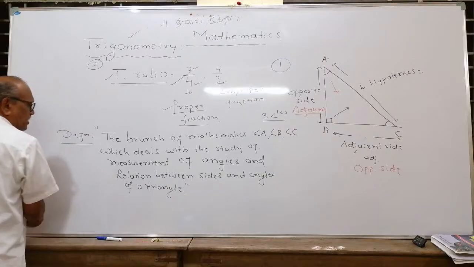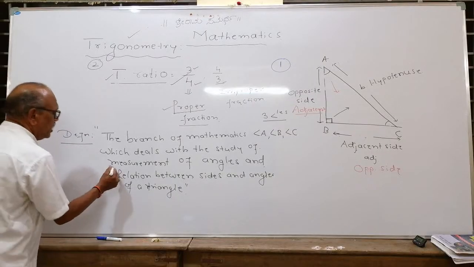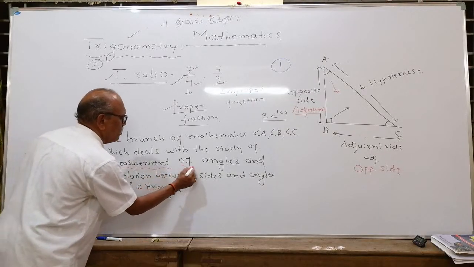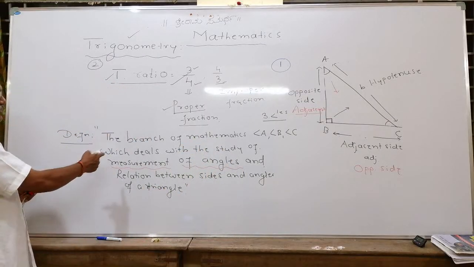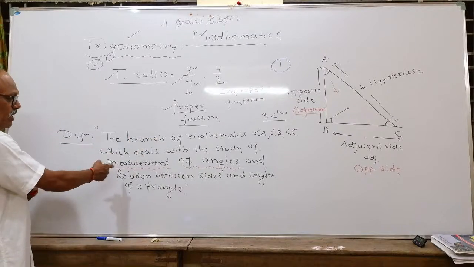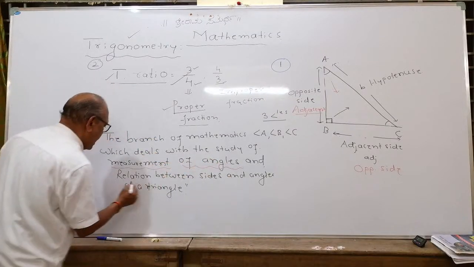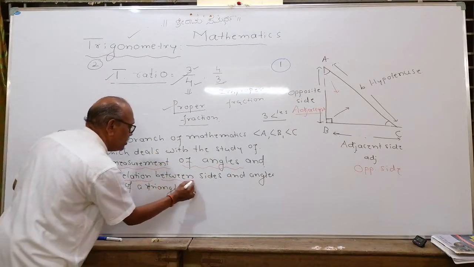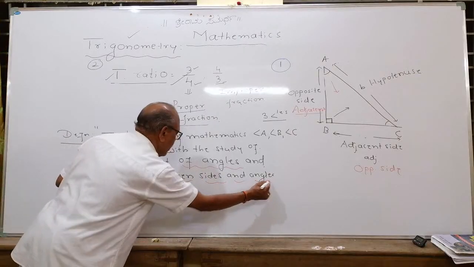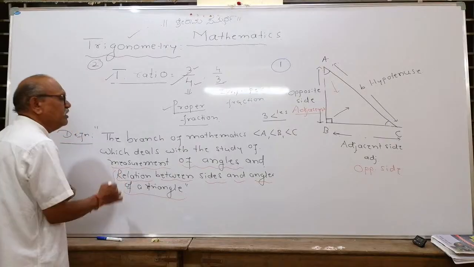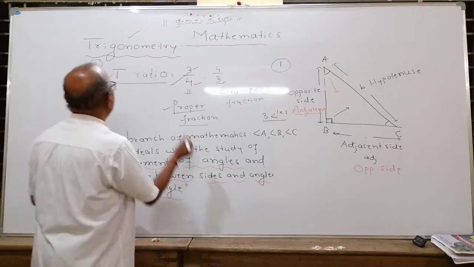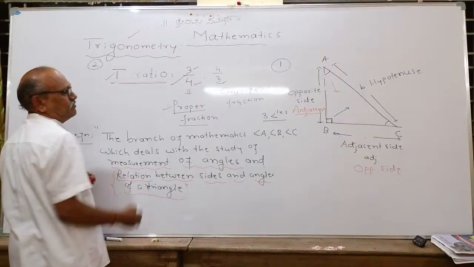What are the keywords? Important you have to remember: suppose you were asked a 1 mark question, what is trigonometry? It is the branch of mathematics which deals with the study of measurement of angles, and very important is relation between sides and angles of a triangle. This relation itself is expressed in the form of trigonometric ratios.